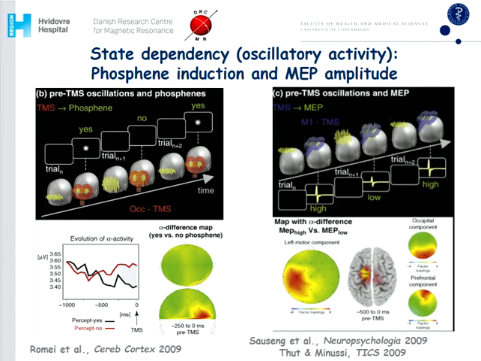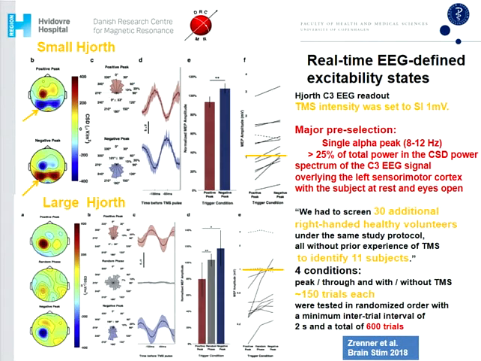And for the visual cortex, it was shown that if you have a low alpha power, the probability to evoke a phosphene, the phosphene threshold, is lower. So this actually fits very nicely with the data from the animals. I'm now focusing on two kinds of results.